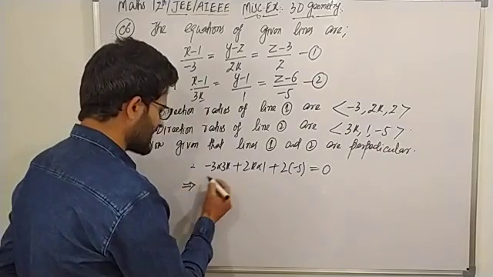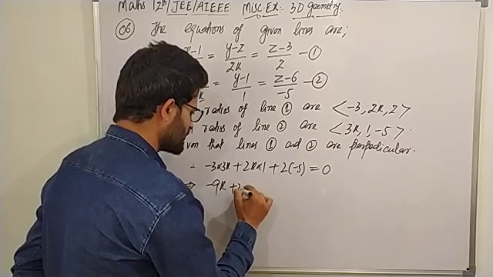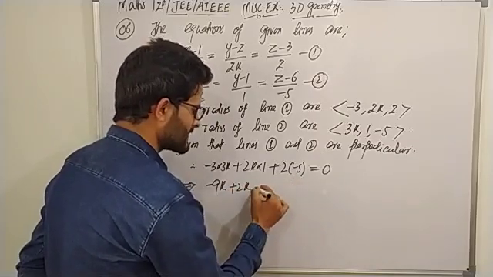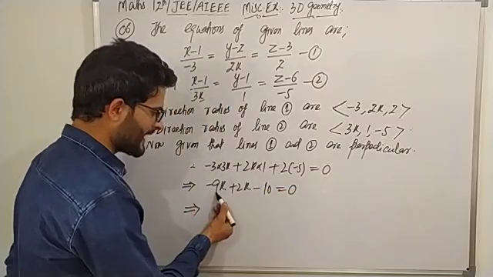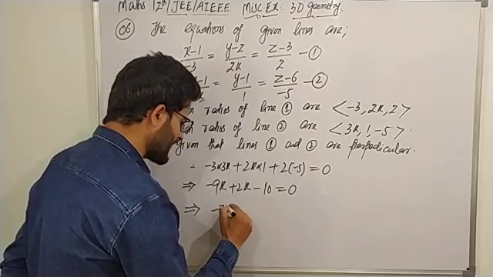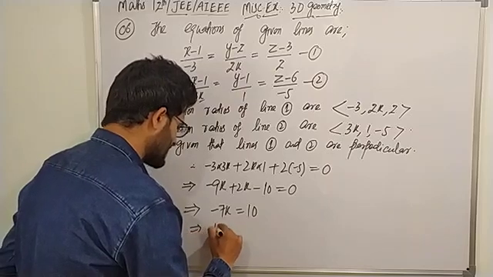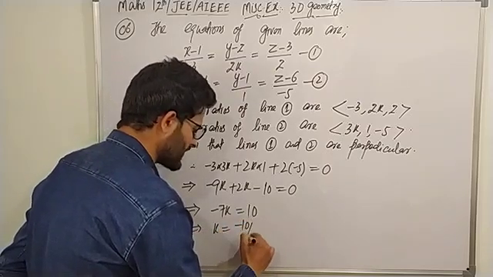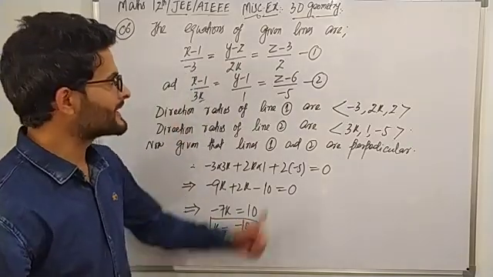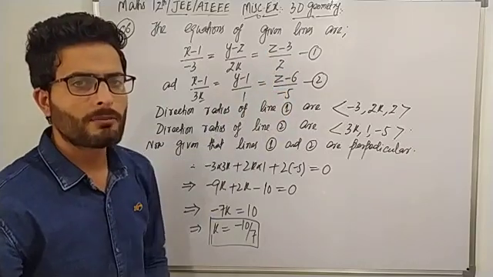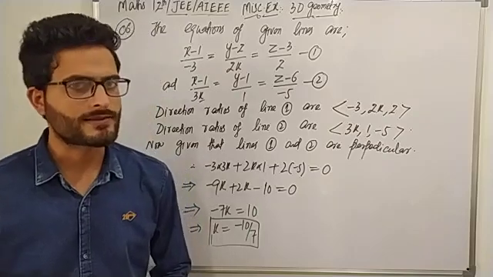So this can be written as -3 into 3k, that's minus 9k, 2k into 1, that is plus 2k, and plus 2 into minus 5 is minus 10, and that's equal to 0, which further implies that minus 9k plus 2k is minus 7k, and minus 10 उस साइड में बनेगा plus 10. So k must be equal to minus 10 divided by 7. तो k का वैल्यू आ रहा है minus 10 divided by 7, such that the given lines first and second are perpendicular to each other. So all about question number 6 of the miscellaneous exercise.